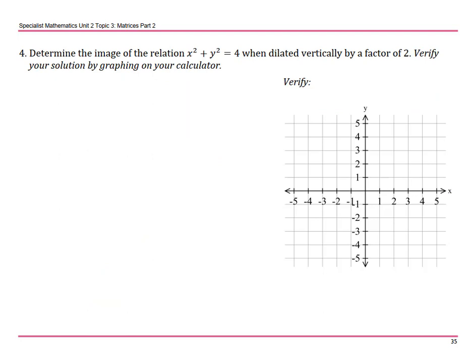Let's look at another example, our last example for dilations. Determine the image of the relation x squared plus y squared equals 4. So in my head, I'm already going, that's a circle, center 0,0, radius 2. It's dilated vertically by a factor of 2. And it says verify your solution by graphing on your calculator.